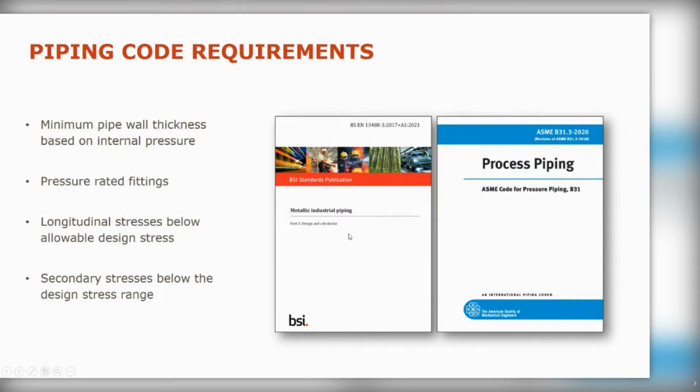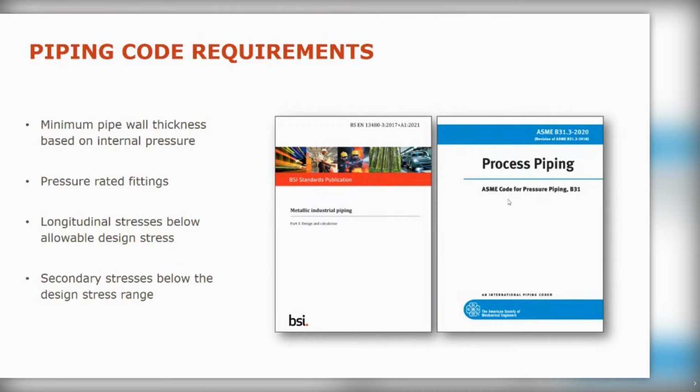Okay, so looking at the requirements of the piping code. Quickly, the two piping codes that we have chosen to talk about in this one: process piping by ASME, the American Society of Mechanical Engineers, and its code for pressure piping, B31.3. This is generally for process piping, but as you may be aware, in USA and around the world and in UK in particular, it is very much the go-to code.